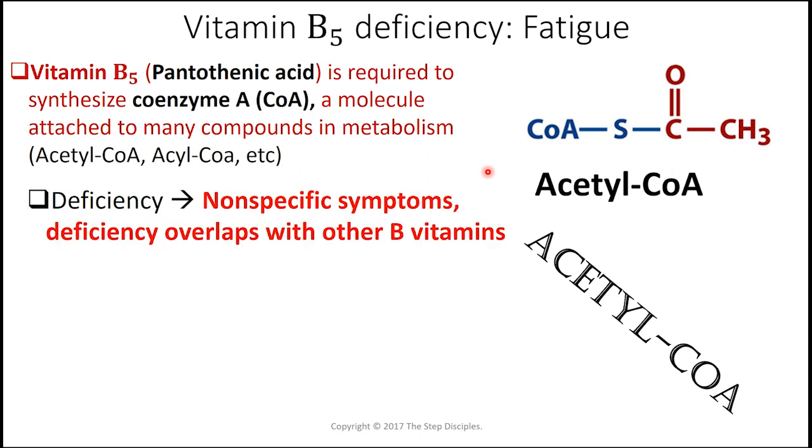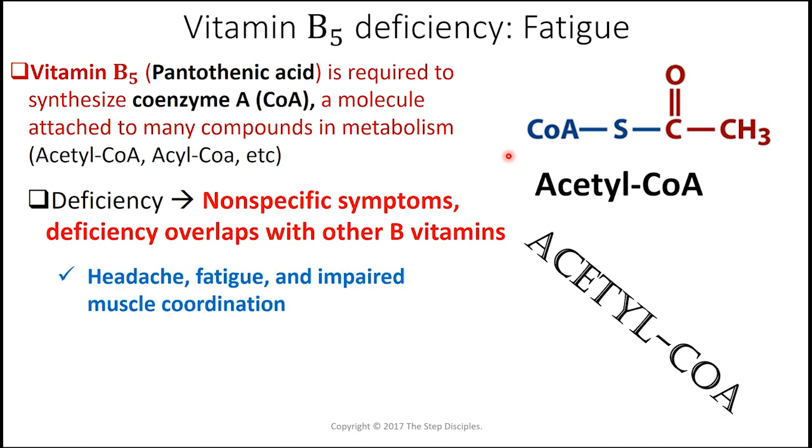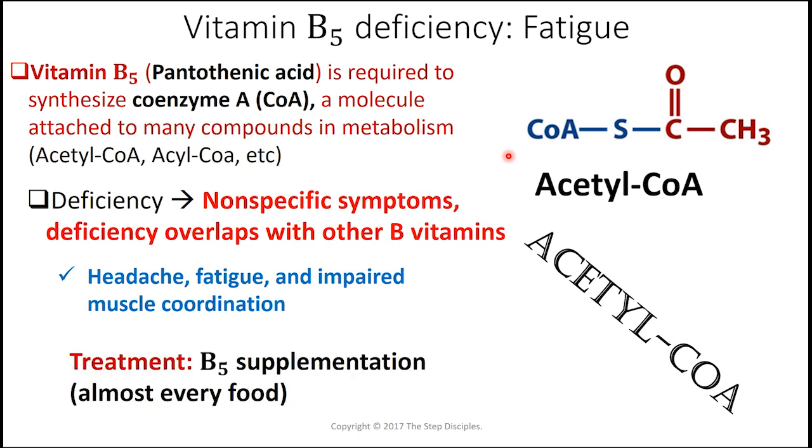Deficiency is very non-specific, and deficiency also overlaps for B vitamins, so we really don't have much to say here. And I'm not showing an image of pantothenic acid. It's a very long, large compound. But deficiency symptoms are headache, fatigue, and impaired muscle coordination. Treatment is B5 supplementation. It's actually found in almost every food, and that's why the deficiency symptoms overlap with so many other B vitamins.